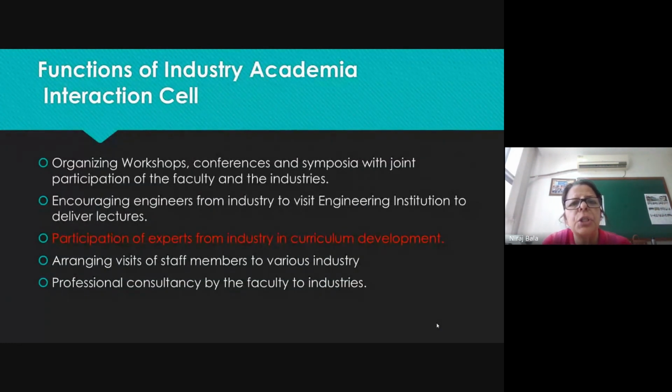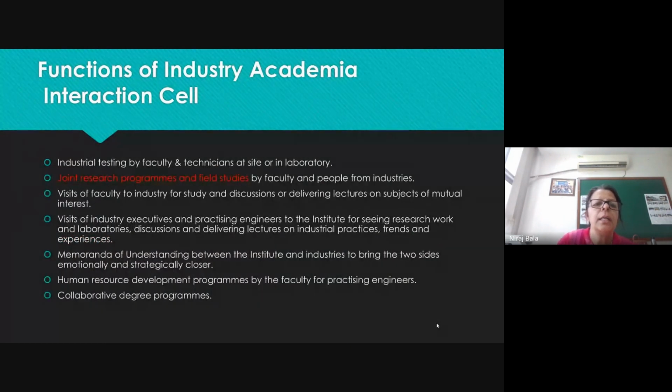Now, what will be the functions of this industry institute interaction cell? Organizing workshops, conferences, and symposiums with joint participation; encouraging engineers from industry to visit the engineering institution to deliver lectures; participation of experts from industry in curriculum development; arranging visits of staff members to various industries; and also professional consultancy by the faculty to industries. Many institutes are also doing some consultancy with the industries, in which they are earning some revenue. Other functions involve industrial testing by faculty and technicians at site or in the laboratory.